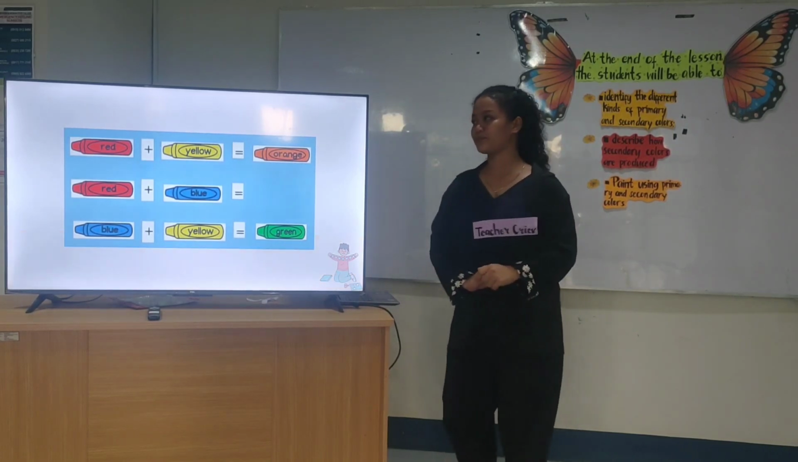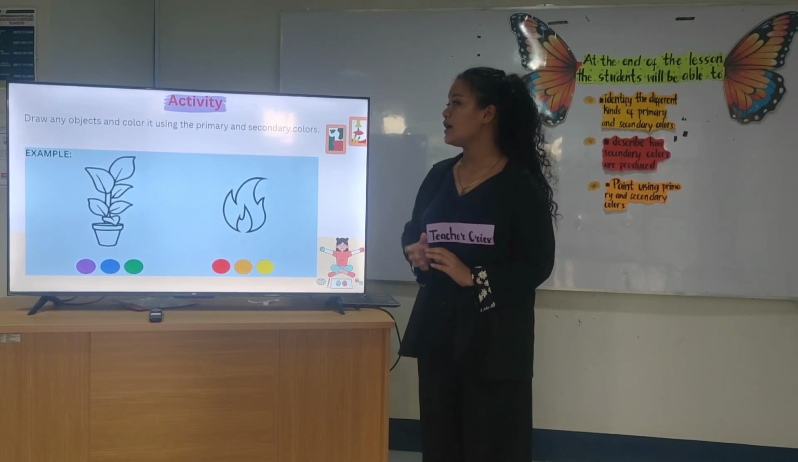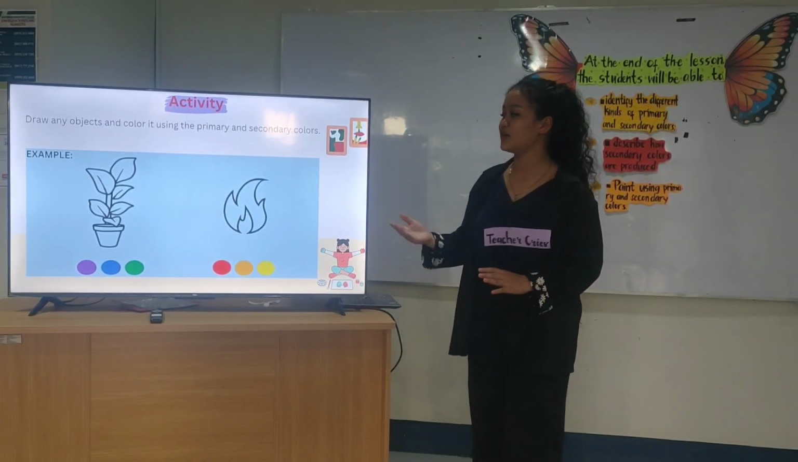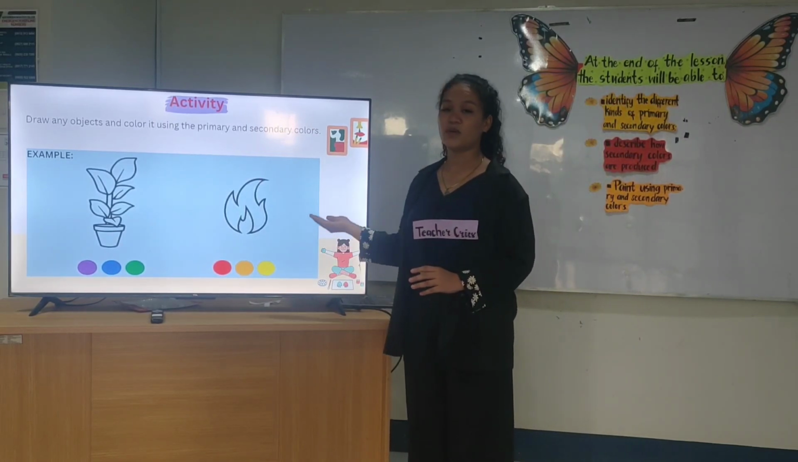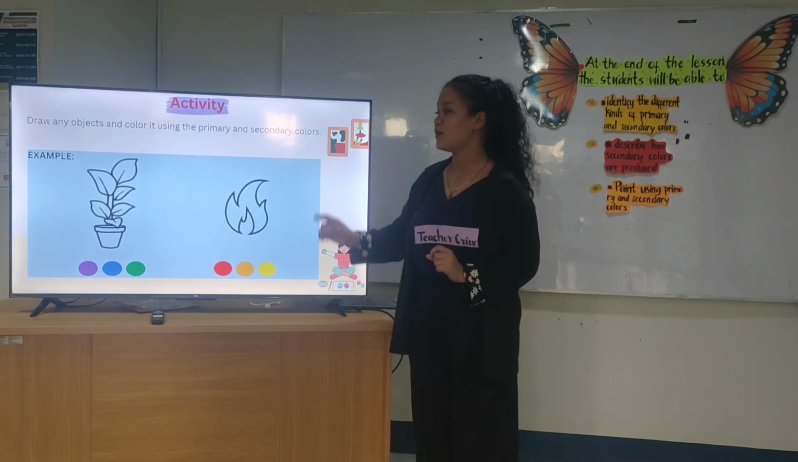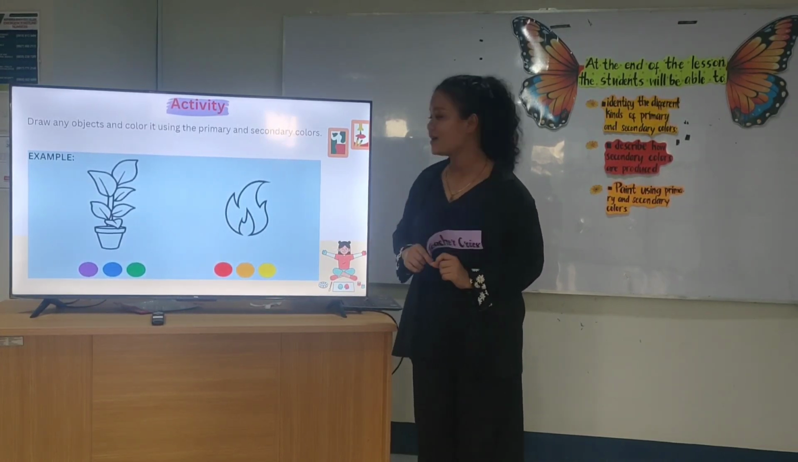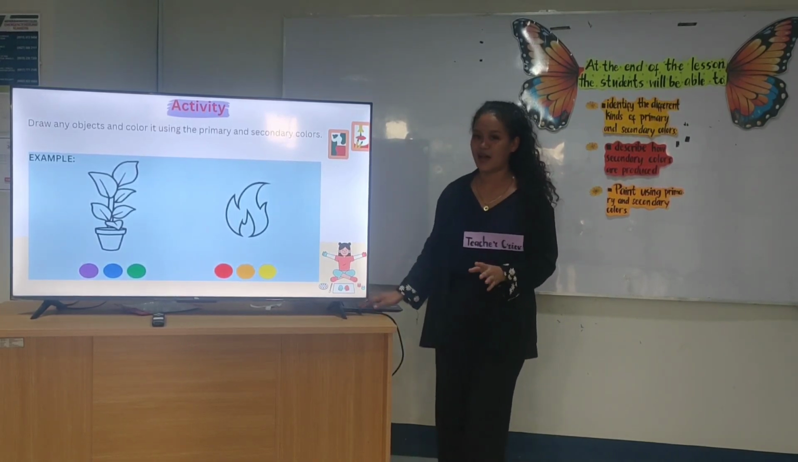Okay, now, for your activity, you will draw any objects and color them using the primary and secondary colors. And these are the examples. If you want to use this one, you can. But if not, or if you want to draw anything you want, much better. Okay, your time starts now.